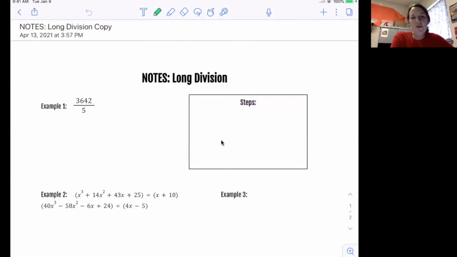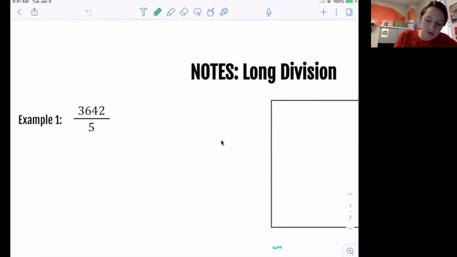Today we're going to talk about two different ways to divide polynomials. But before we do that, we're going to review how to divide using long division with just a simple numeric example. So I have 3,642 divided by 5. So the top term goes inside and the bottom term goes on the outside.